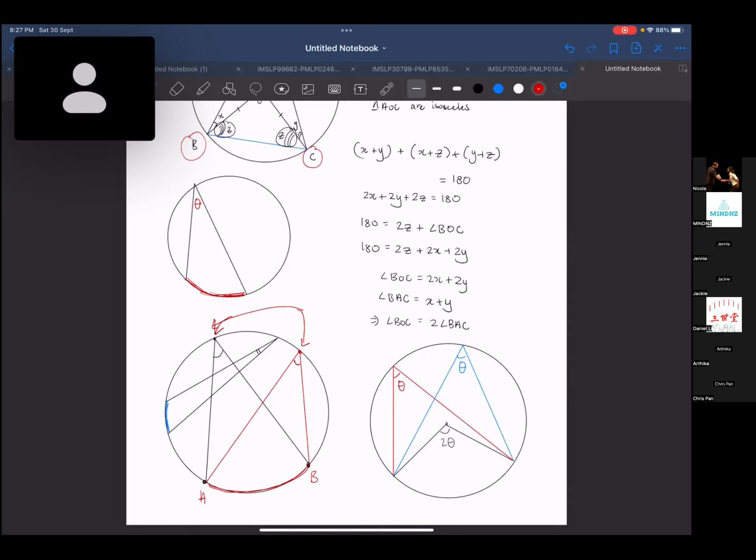Okay. And then what we're saying is that any angle that comes from the same arc will be equal to it. So that means that this angle is also going to be theta. This angle is also going to be theta. So there are going to be infinitely many angles that are also equal to theta. Okay, does that make a bit more sense?